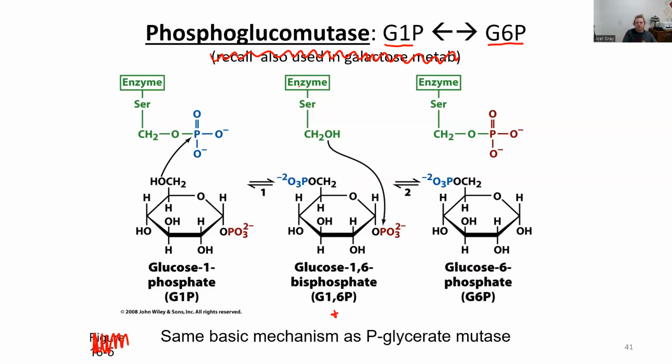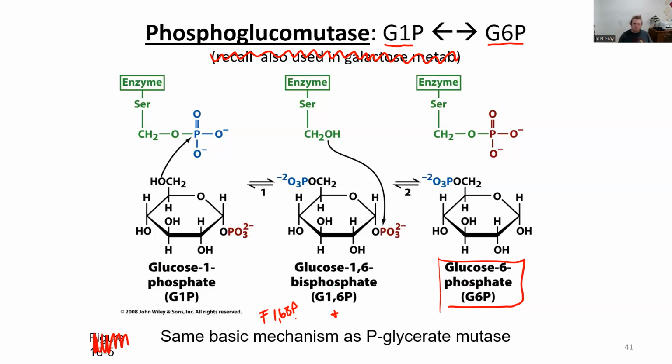Then the same enzyme, phosphoglucomutase, is going to remove the phosphate from carbon number 1, and we're going to leave behind glucose 6-phosphate. So this intermediate, glucose 1,6-bisphosphate, is kind of funny. It's a doubly phosphorylated 6-carbon sugar. Have we seen a doubly phosphorylated 6-carbon sugar before? We absolutely have. F16BP. Fructose 1,6-bisphosphate.